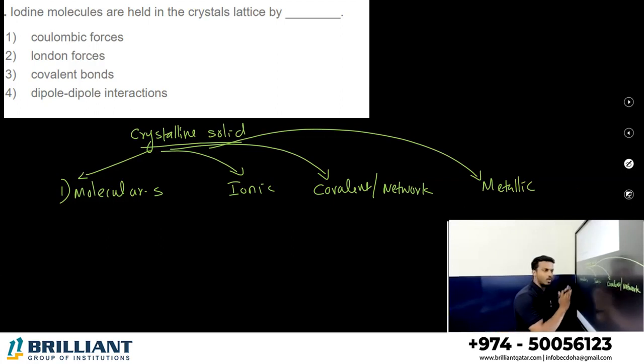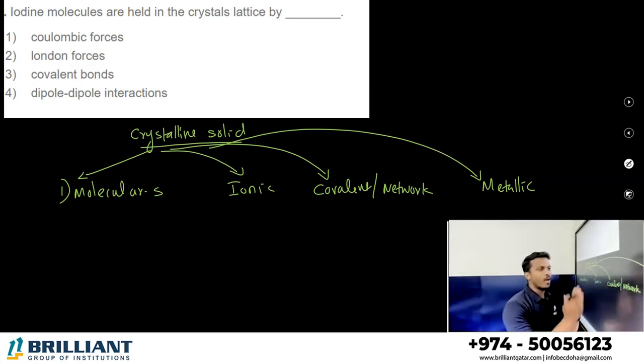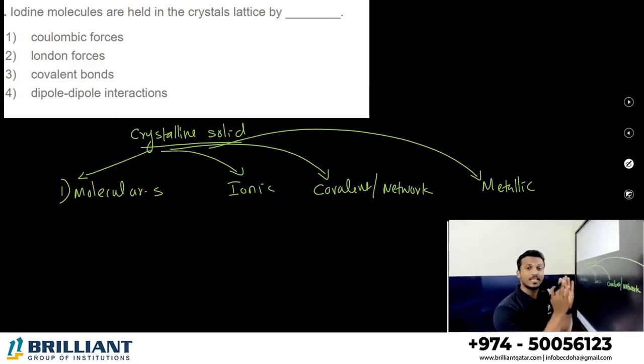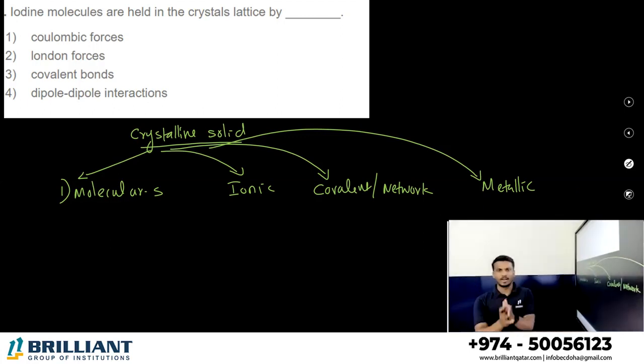Constituent particles are molecules. Ionic solids are made up of ions. Covalent or network solids are made up of atoms. The crystal is made up of atoms. Metallic solids are made up of kernels of metallic particles, metals. Molecular solids are classified into three sets, right or not?